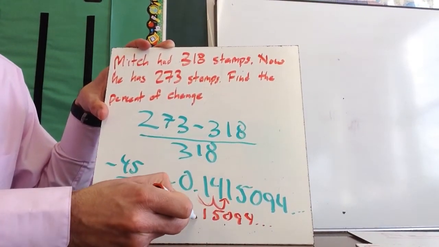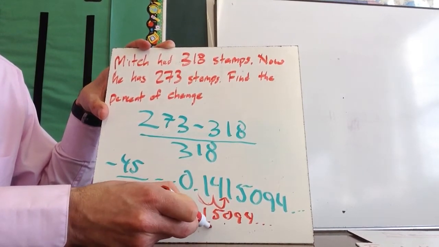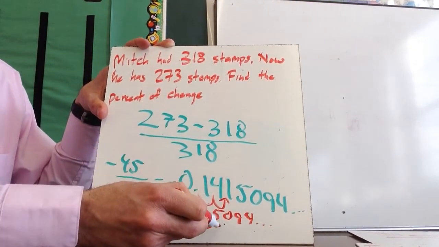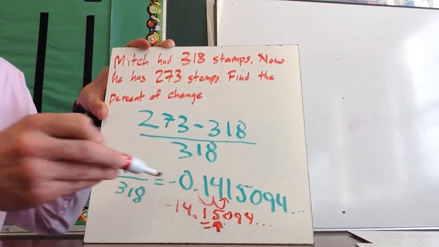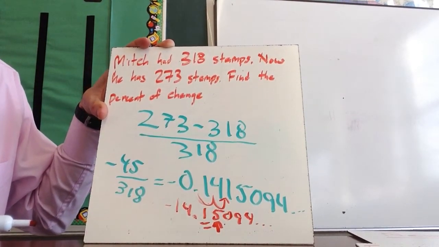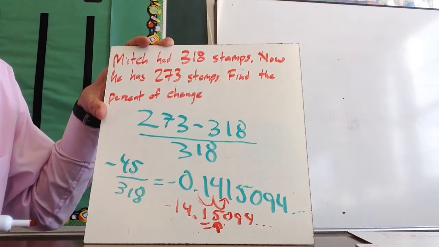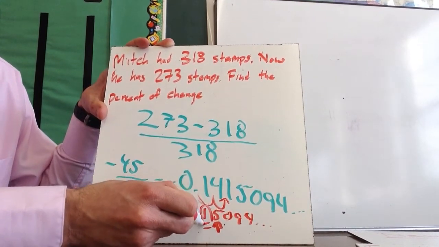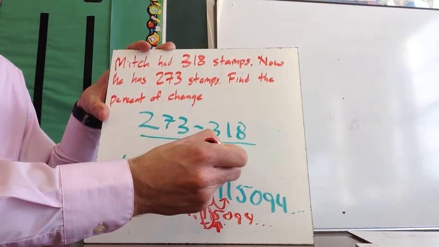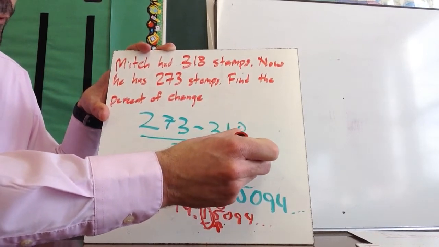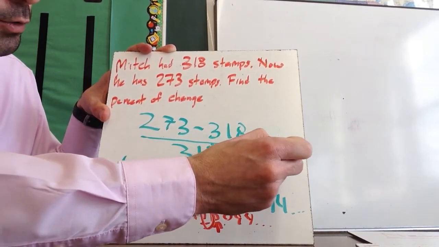Okay, and if I'm rounding to the nearest tenth, this is the tenths place, which means that this number is the one that tells me if I should round up or keep it the same. Since it's a 5, and 5 or higher means I should round up, I'm going to round up. So my final percent of change is negative 14.2%.